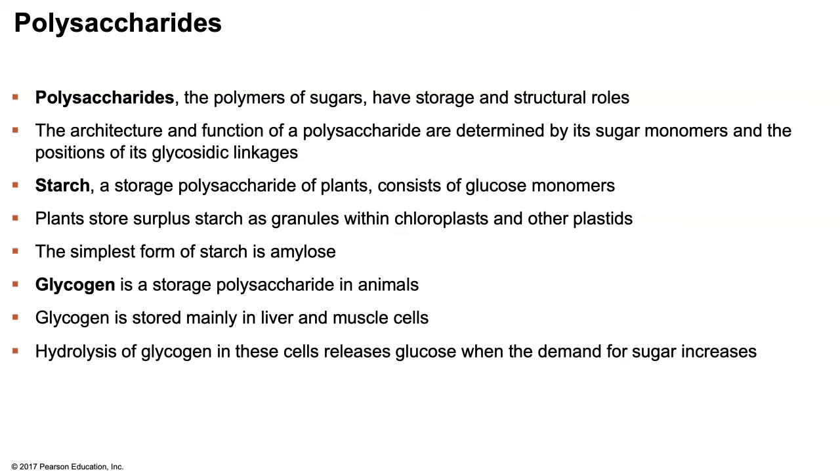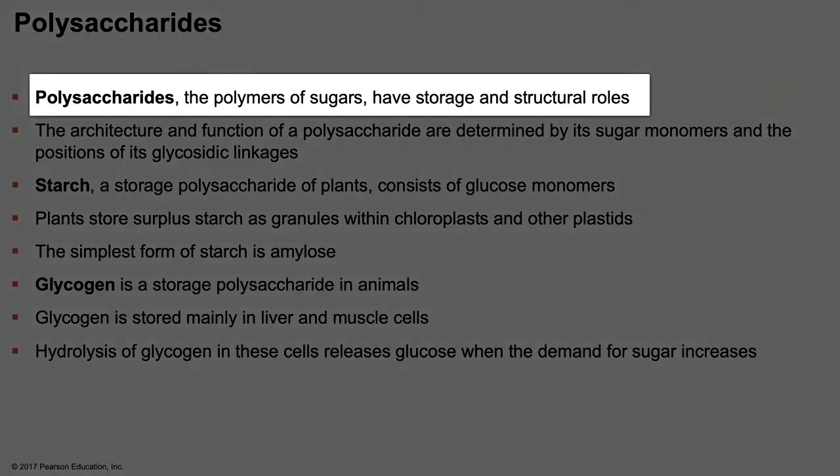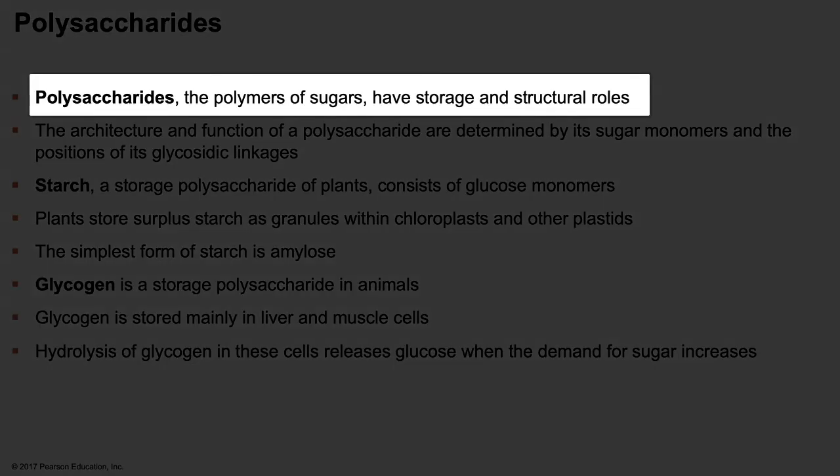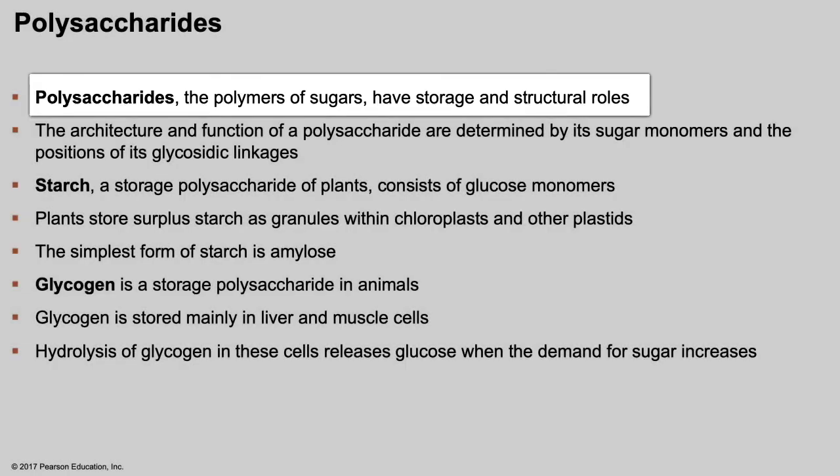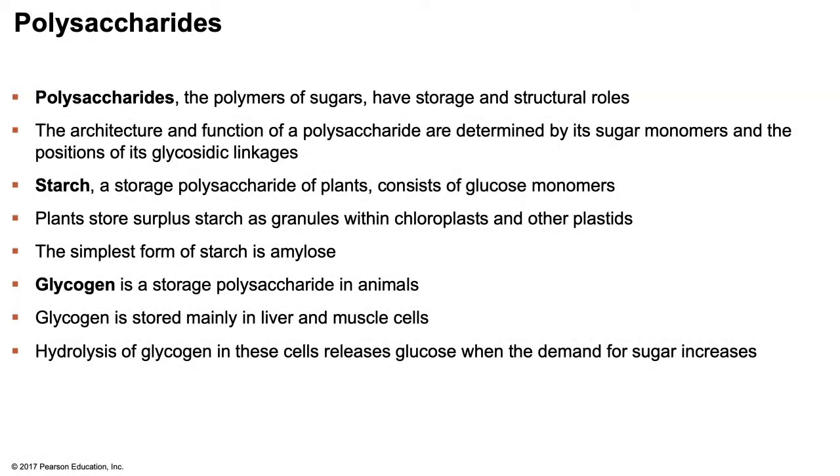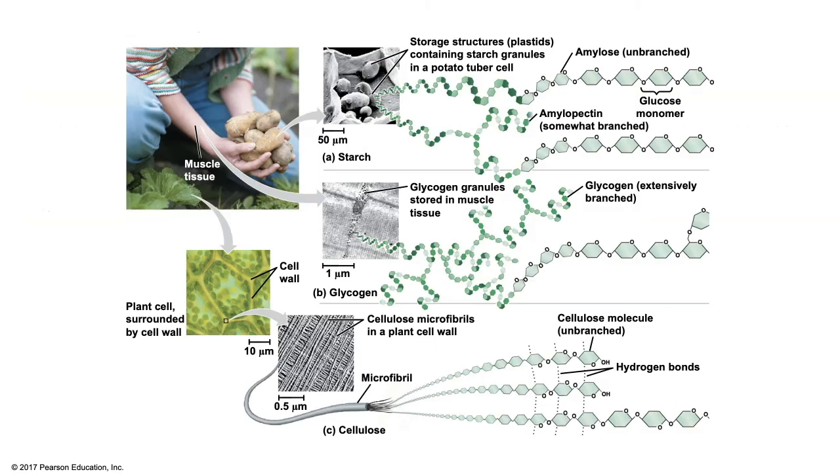Disaccharides are the smallest polysaccharide, right? 2 is the smallest multiple that we can have. Our body can make much larger polysaccharides, which are used for storage and structure in our cells. 3 examples are starch, glycogen, and cellulose. You probably have heard of those 3 before. Starch is the storage polysaccharide for plants, and it consists of glucose monomers. You may know of starch from potatoes.